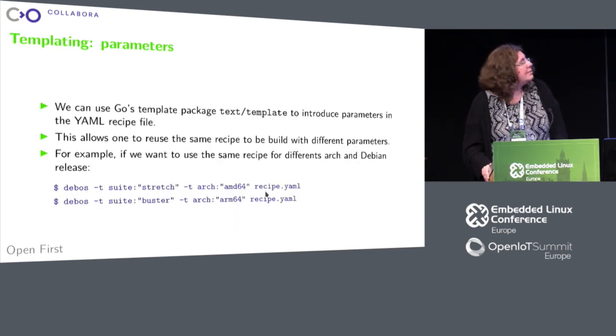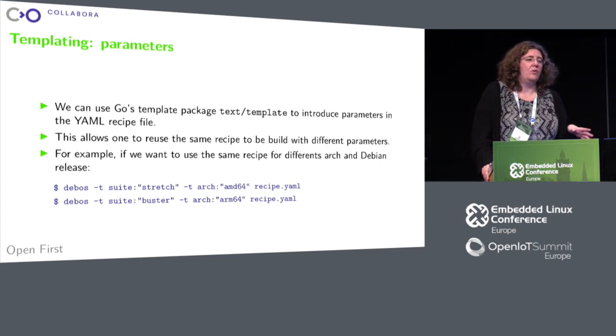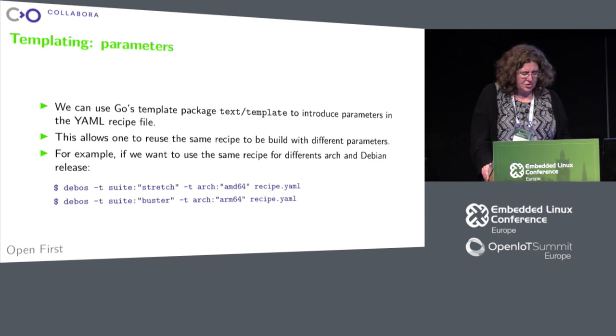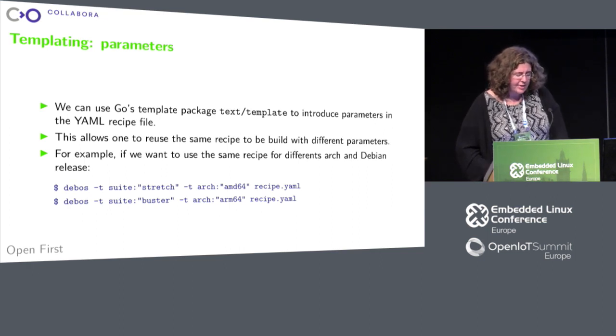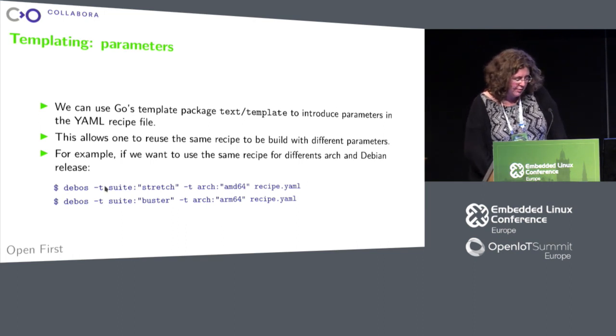So, our first example was hard coding that I wanted to do an image for ARM in Debian Stretch. But what happens if you want to do the same for several Debian releases or even Ubuntu, and you also want to change the architecture? So you can use parameters. This is actually one of the cool things we can do because we are using the Go template package, text/template. So we might want to run, for example, Debos and say suite stretch, architecture amd64, or we might want to create the image for Buster, that is the next Debian release, the next stable, for arm64.